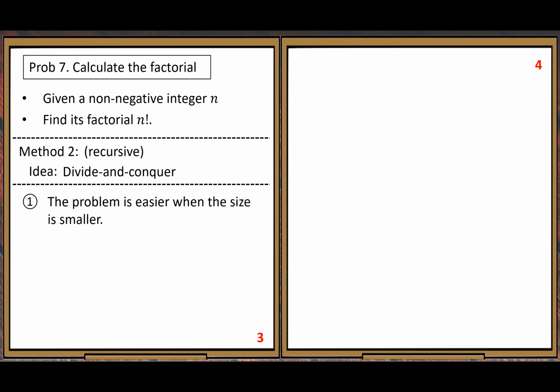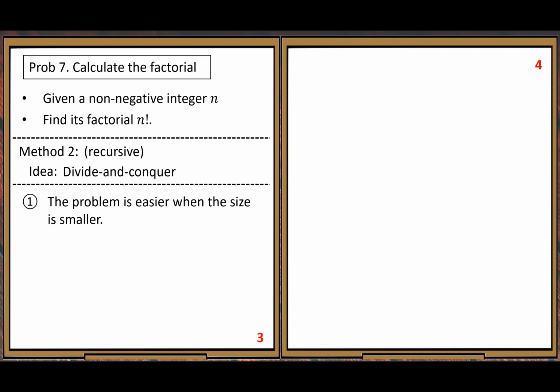Let's take a look at the basic idea of divide and conquer. The first simple observation, a general property: a computing problem is easier when the size is smaller. The smaller, the easier, typically.